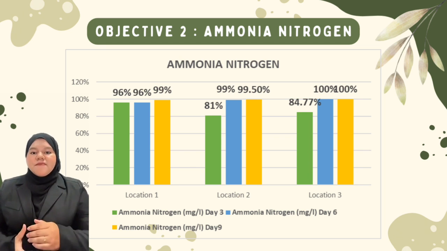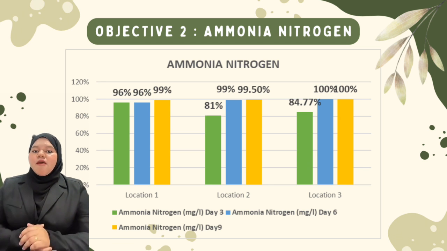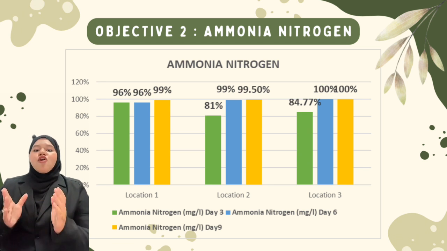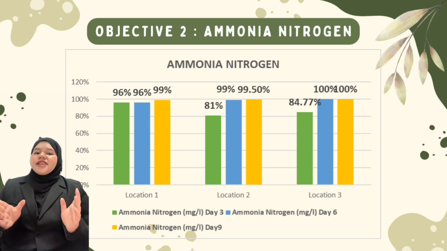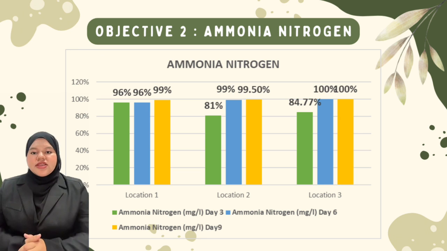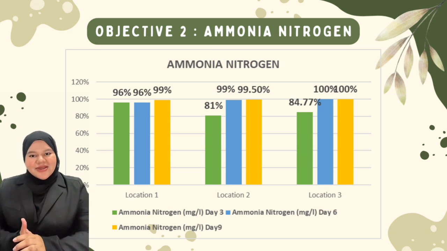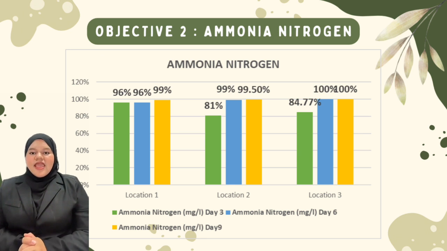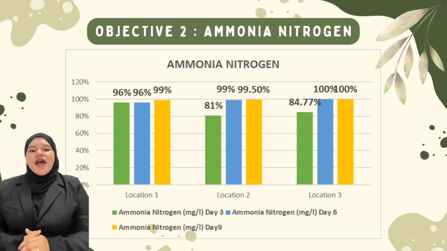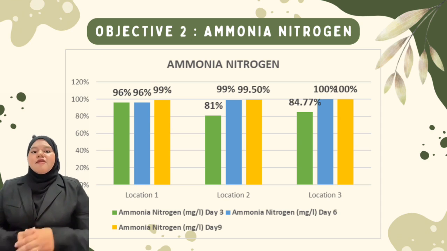This happened because the beneficial microorganisms inside the mudballs had broken down organic waste and converted ammonia into harmless compounds through natural biological processes. By day 9, the results show a significant reduction: 99% in Pisces Lake, 99.5% in campus drain, and 98.6% in roadside ditches. These findings clearly show that EM mudballs were highly effective in removing ammonia nitrogen and improving the overall water quality.